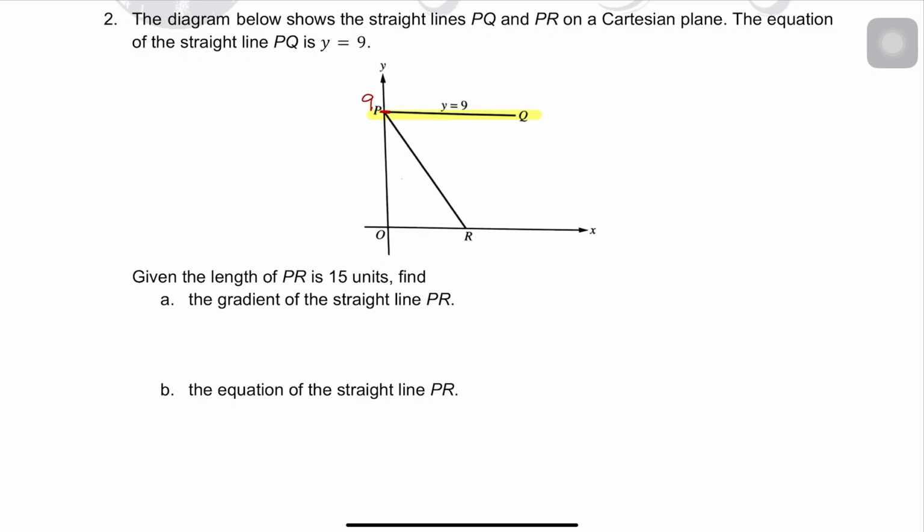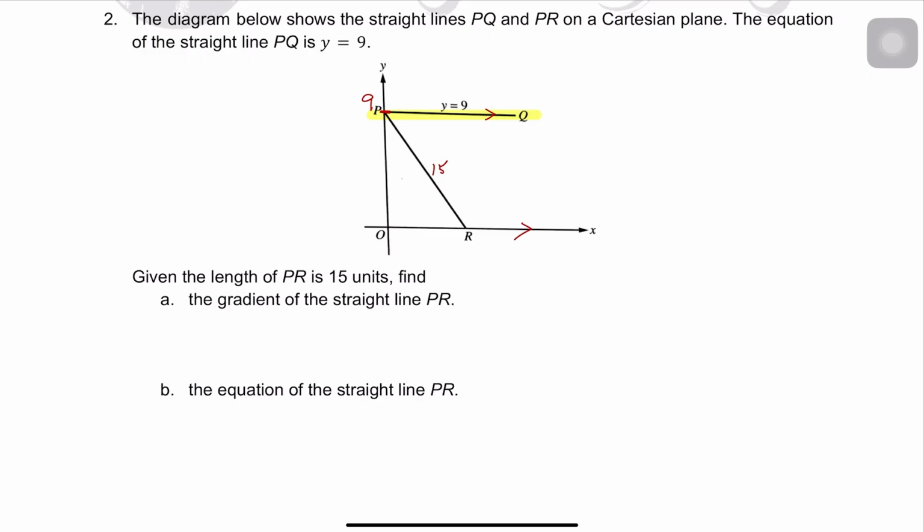And there should be no x in this case. Another way of saying this is that it is parallel to your x-axis, right? These are a few pieces of information that are quite useful and you need to remember. Given the length of PR is 15 units, this is 15. Find the gradient of the straight line PR.